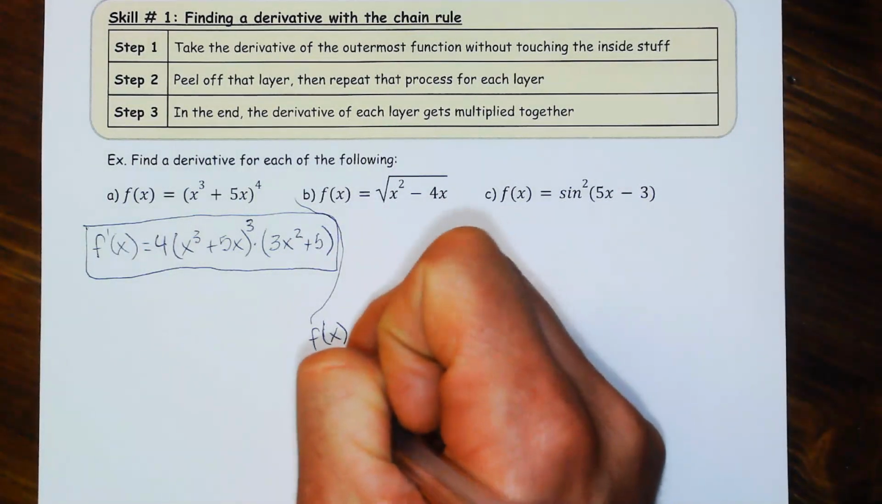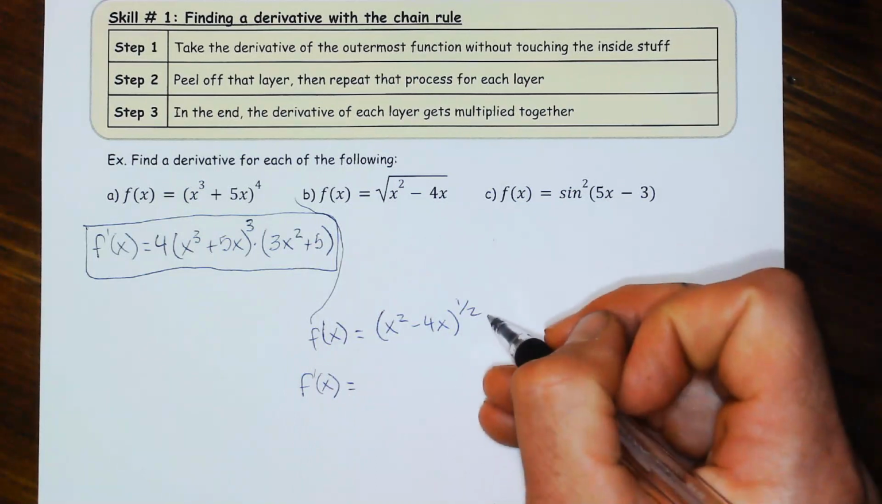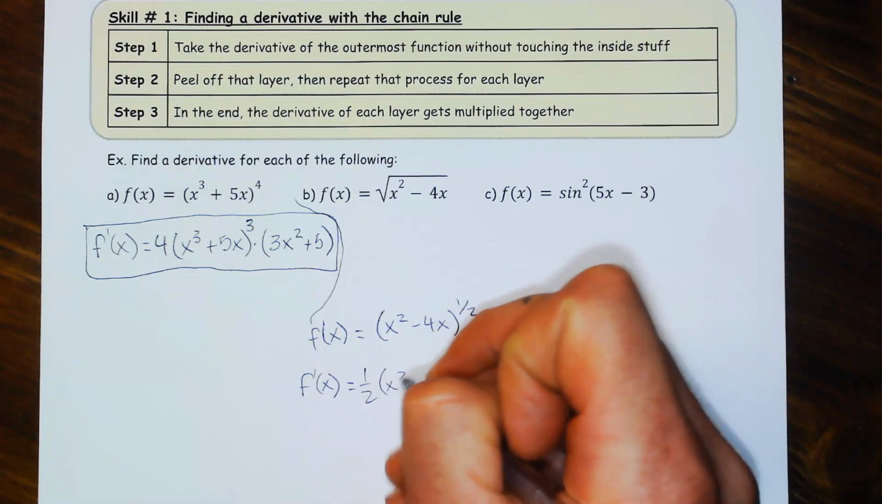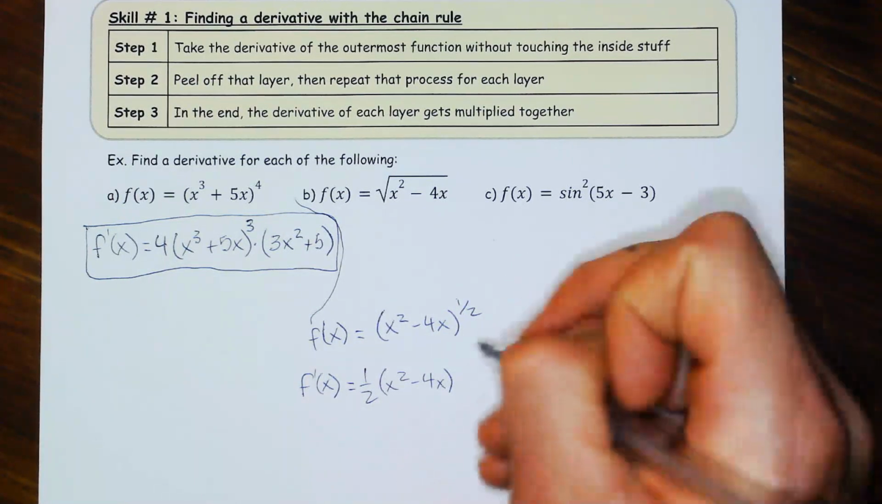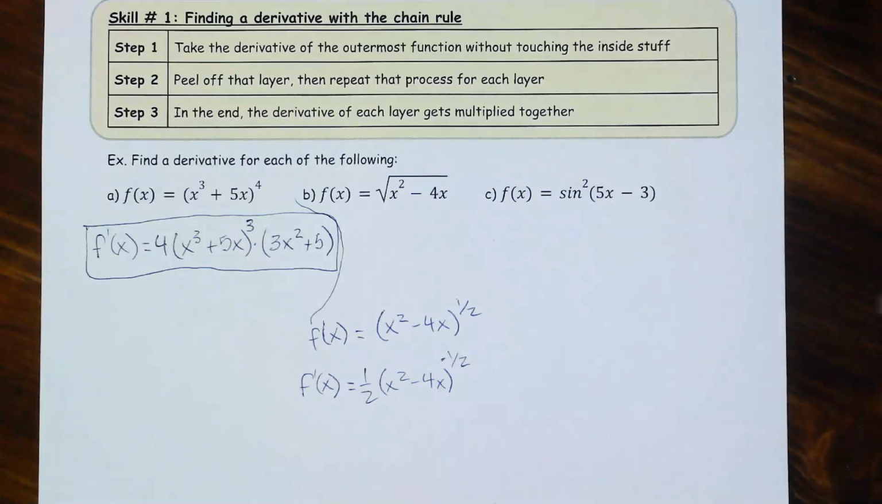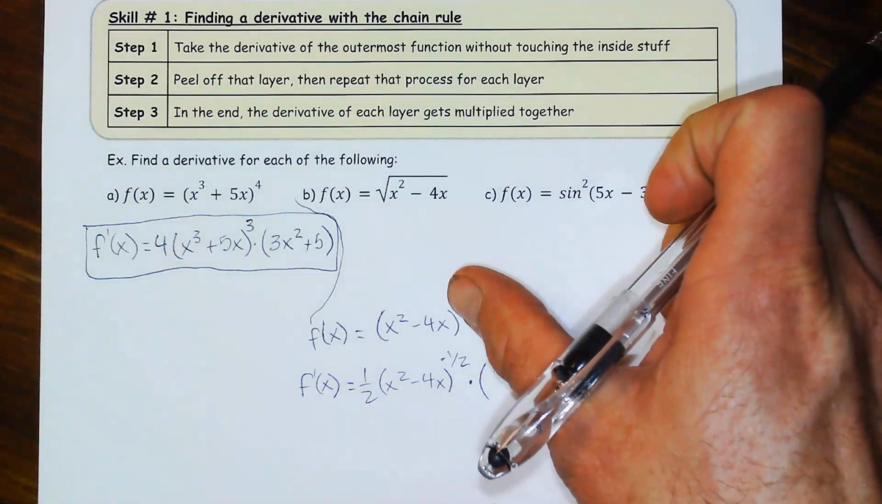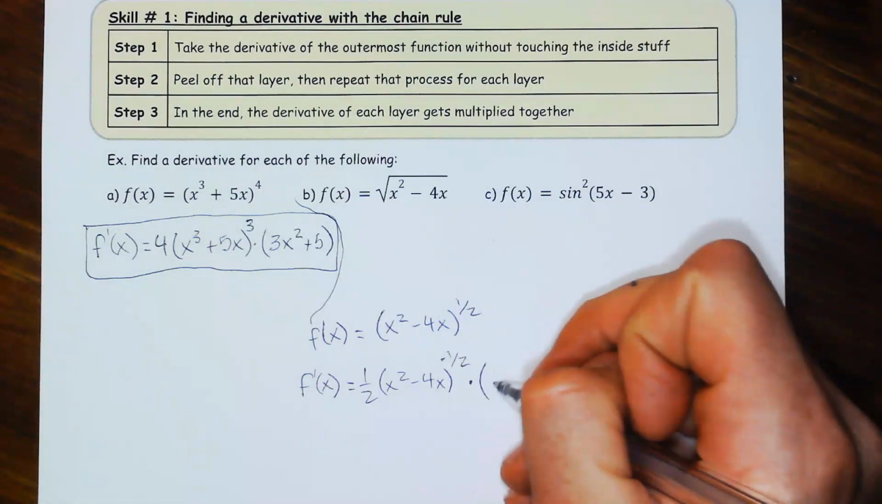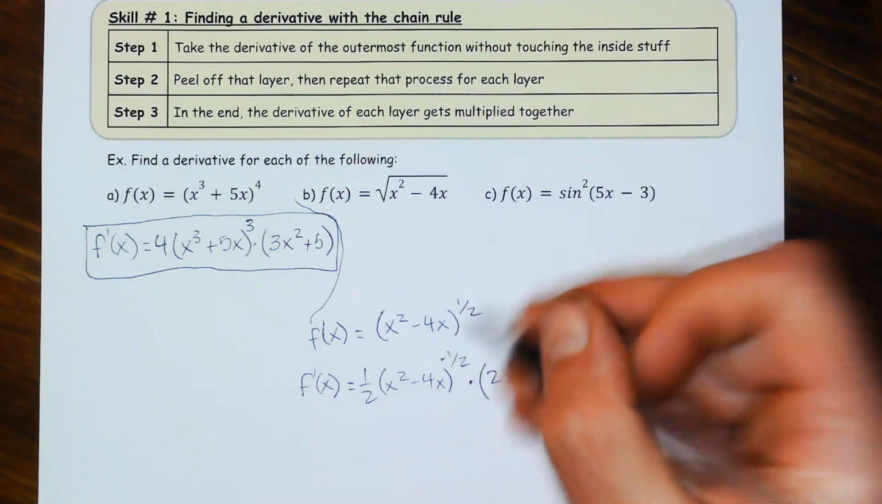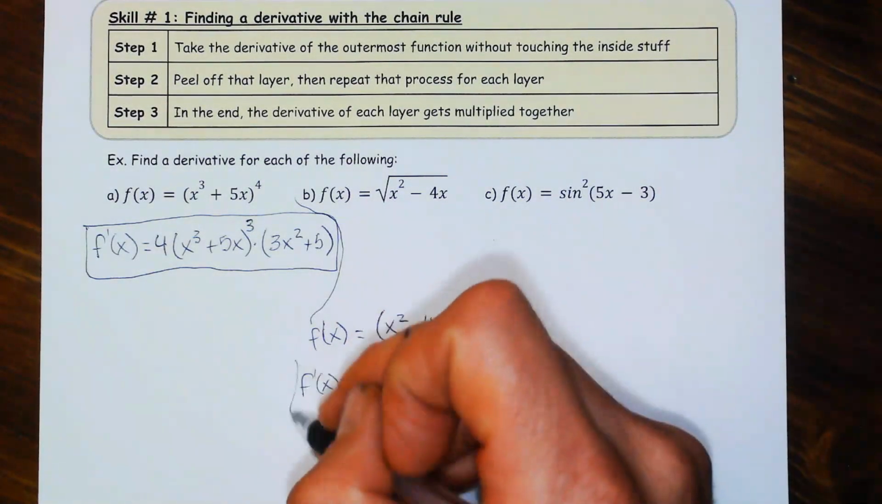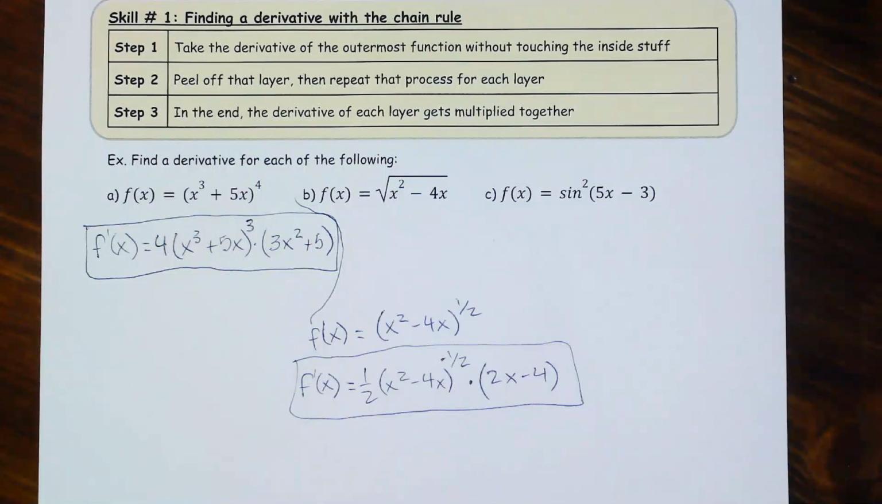So f prime of x equals the 1/2 is going to come out in front. x squared minus 4x, I don't touch that at all. Subtract 1 from the exponent to give myself negative 1/2. And then with the chain rule, you just peel your layers off, and then multiply. My next layer, I'm taking care of that 1/2 exponent. So the derivative of x squared is 2x. The derivative of minus 4x is minus 4. And then those just get multiplied together. So that is my derivative for that second function.